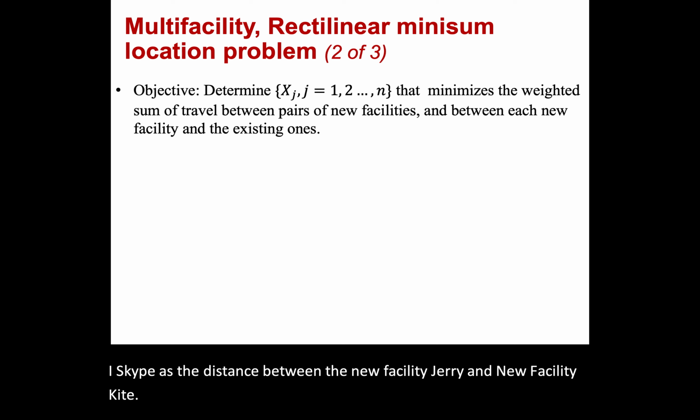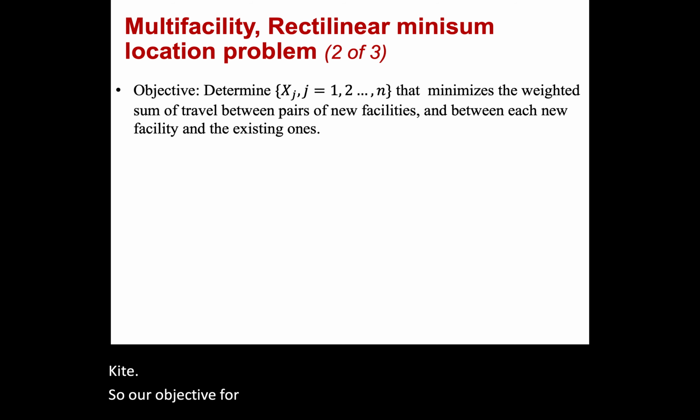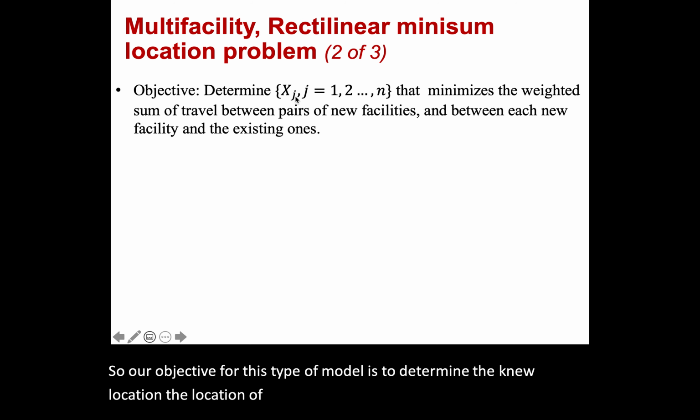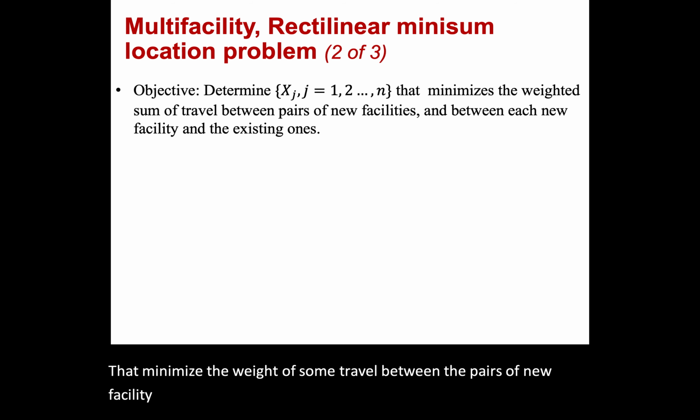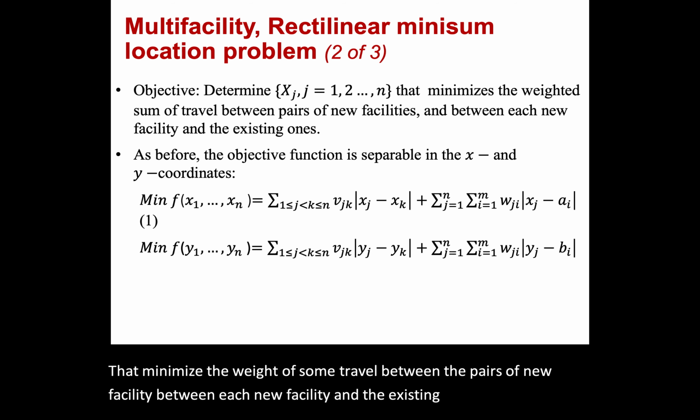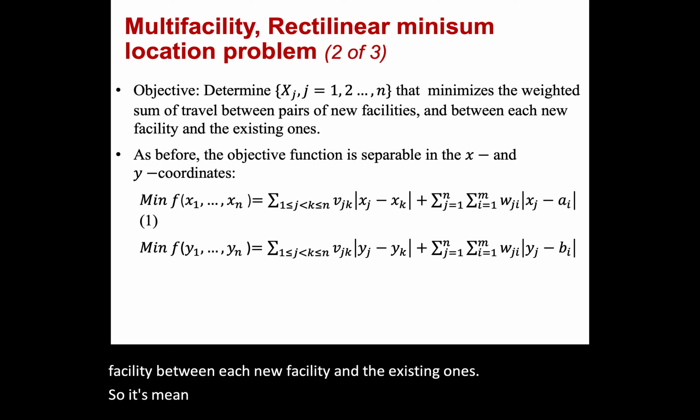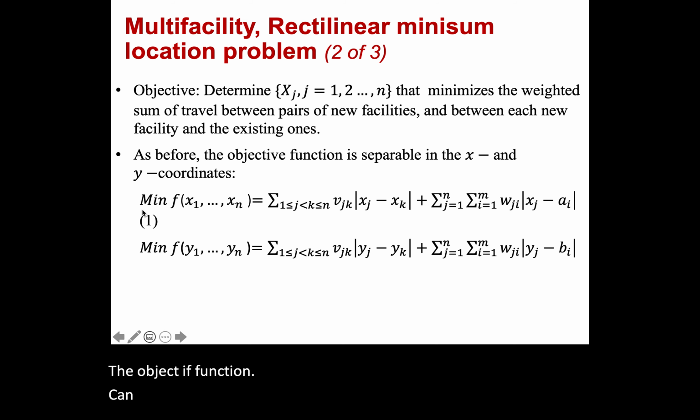So our objective for this type of model is to determine the locations of new facilities that minimize the weighted sum of travel between the pairs of new facilities and between each new facility and the existing ones. So it means that the objective function can be rewritten like this.